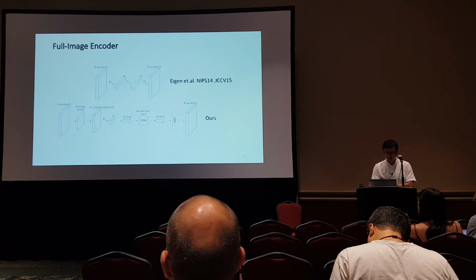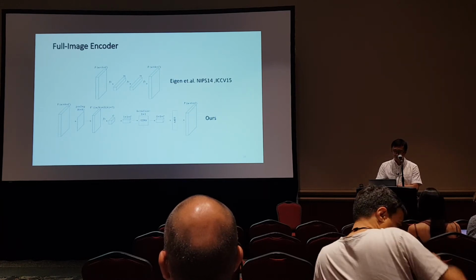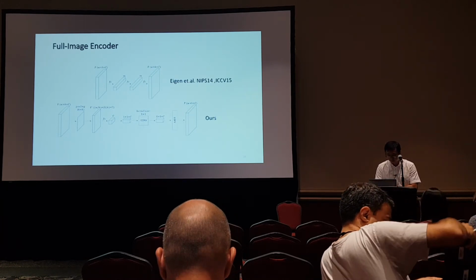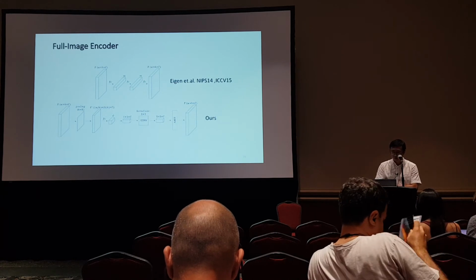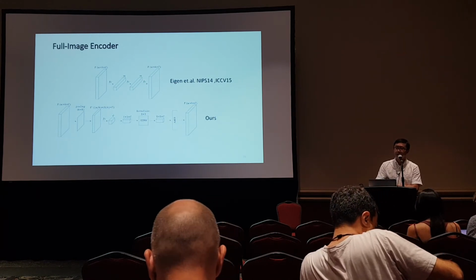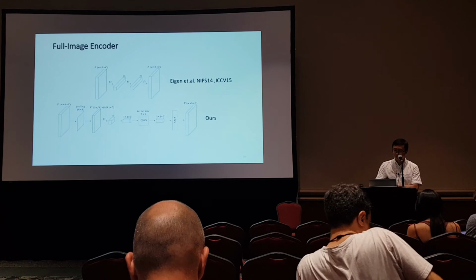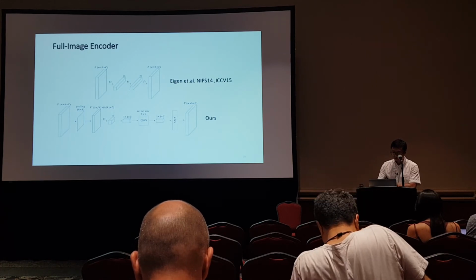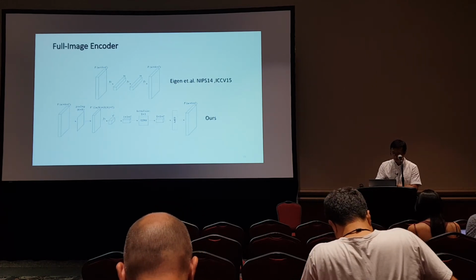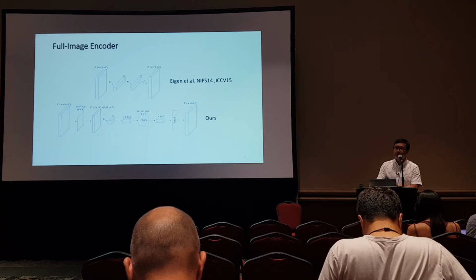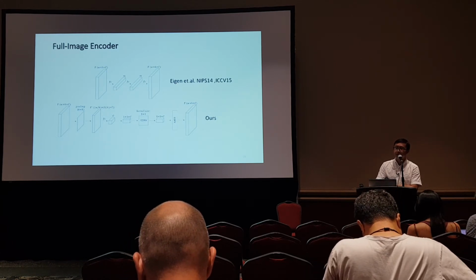And to enforce the global information, we do some further processing, and then we copy this single vector to all the locations in the image. By doing so, all the locations in the feature map will share the same global information.